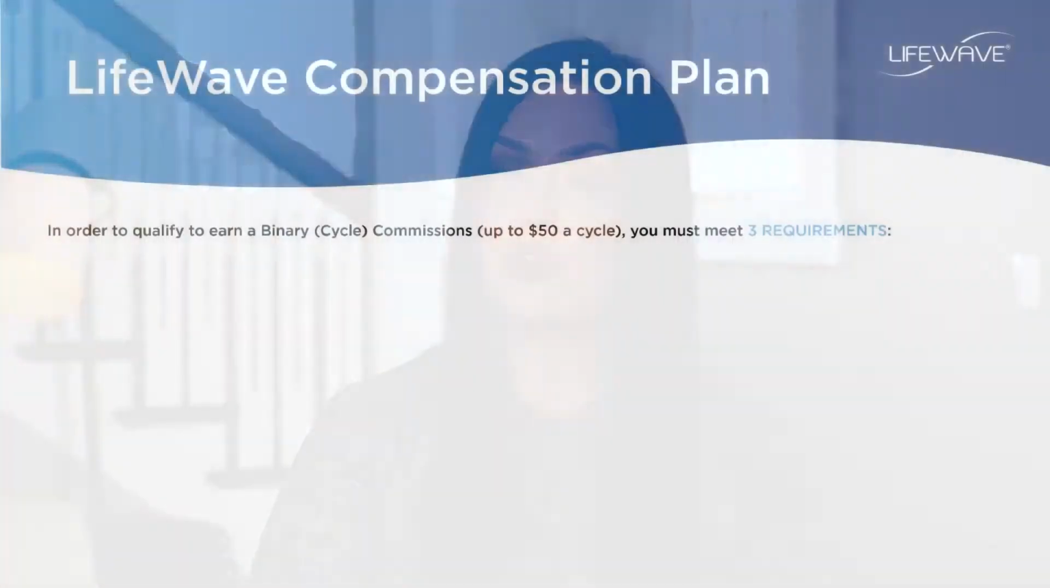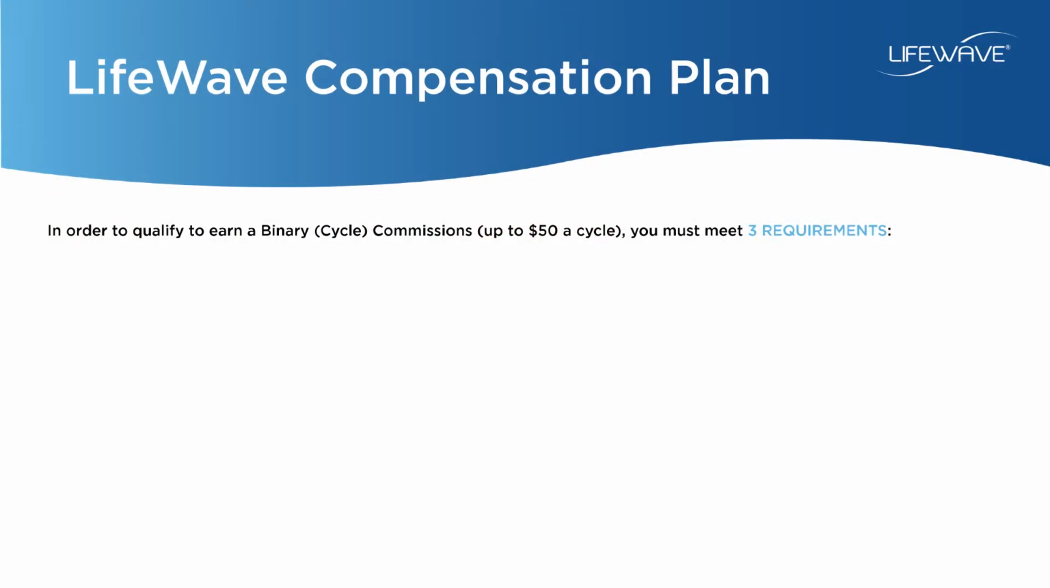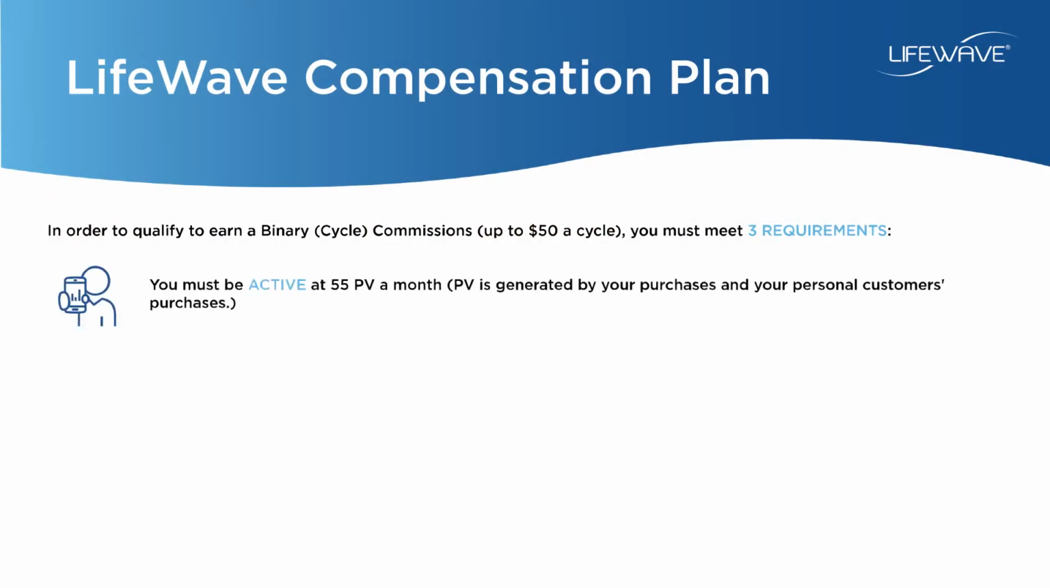Now, in order to claim those commissions based on all the volume, all of the cycle ratio, all of that cyclable volume, you must be binary qualified. And there are 3 requirements to be binary qualified. You must first be active at 55 PV a month.